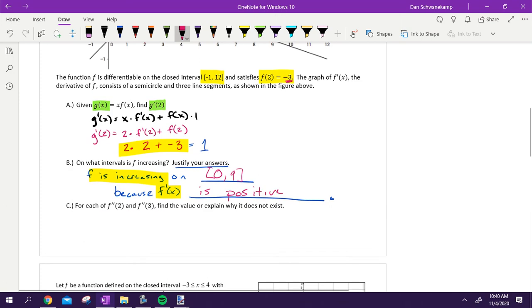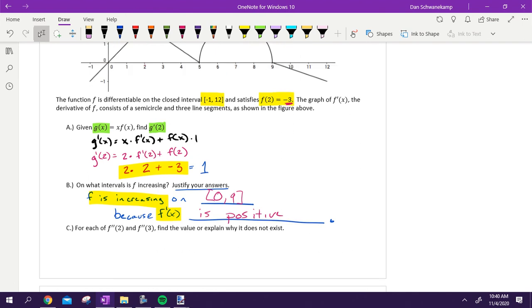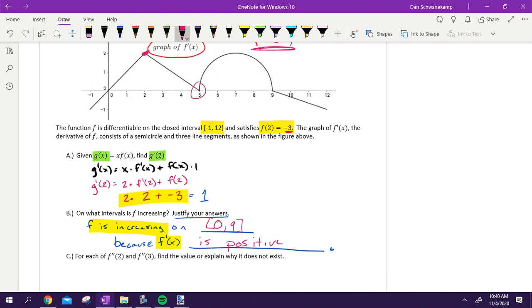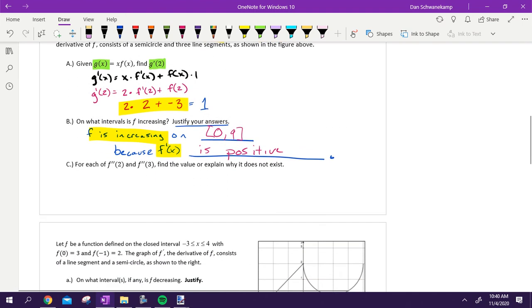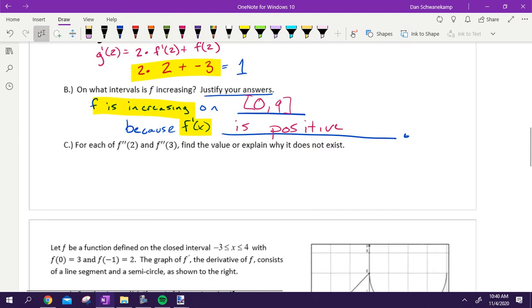Questions on B? Yes, sir. They don't count that wrong, so I don't talk about it. So the question was, at 5, I'm technically 0, and I'm not positive anymore. They have never counted that wrong, so I don't bring it up. But yeah, the better answer would be 0 to 5 and then 5 to 9, but that's weird.